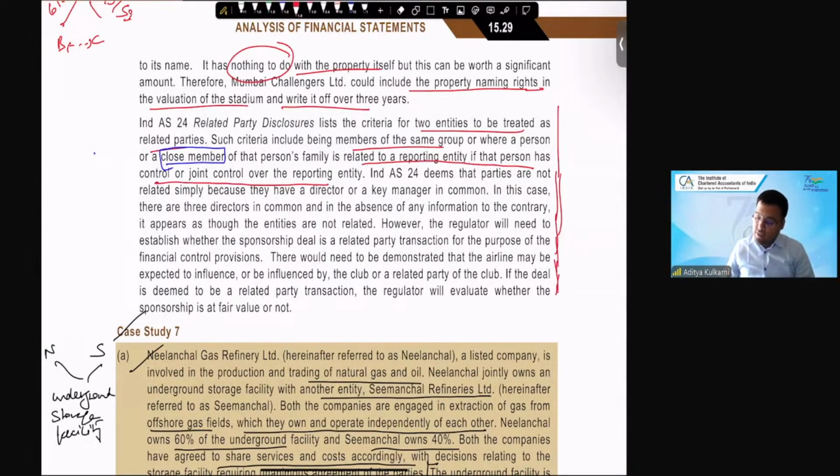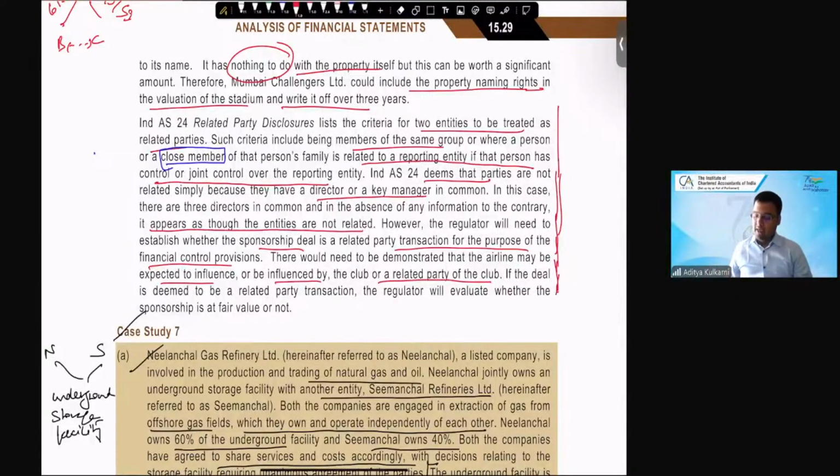Now, Ind AS 24 deems that parties are not related simply because they have a director or a key manager in common. This is what all of you told me in the beginning, and I also agree to that. In this case, there are three directors in common, and in absence of any information to the contrary, it appears that the entities are not related. However, the regulator will need to establish whether this deal, sponsorship deal, is a related party transaction for the purpose of financial control provision. It would need demonstration that the airline may be expected to influence or be influenced by the club or a related party of the club.